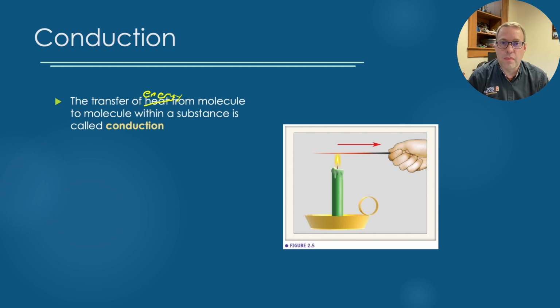Now, earlier in another video, we talked about specific heat. Remember that the heat capacity is how quickly that energy is transferred. So objects with a low heat capacity, that energy is going to flow quite freely, like a metal spoon. Whereas objects with a high heat capacity, that energy is going to transfer a lot more slowly.